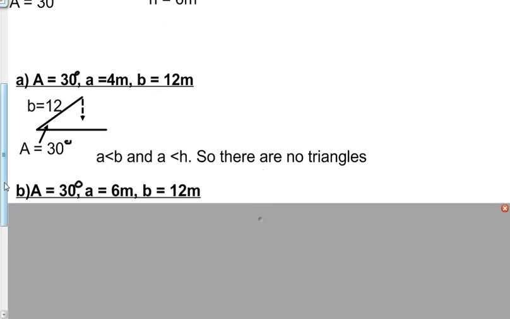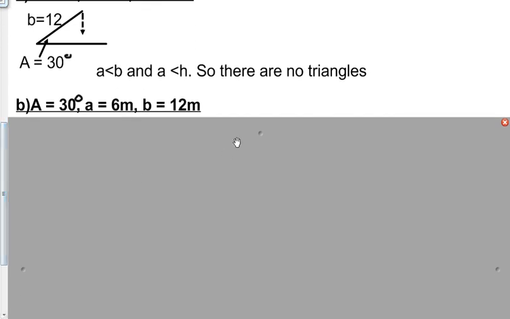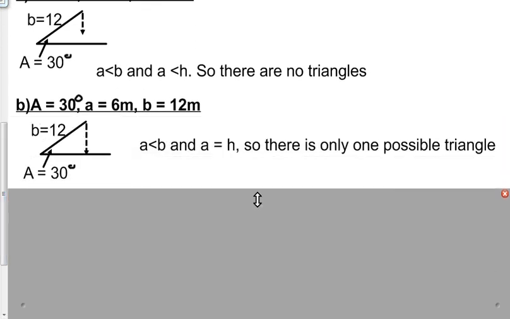Part B, my angle stays the same and my adjacent side stays the same, but now my opposite side is 6 meters. A is less than B and equal to H, so there's only one possible triangle because my A is equal to my height. So there's only one.